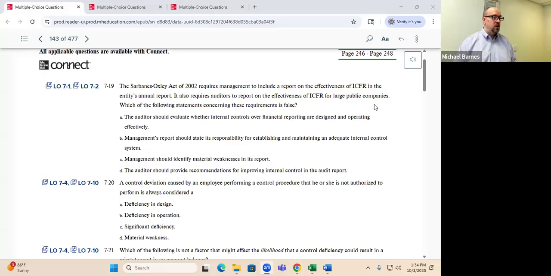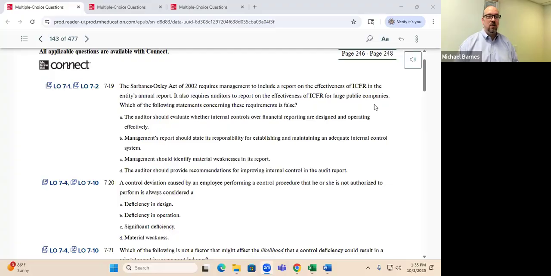The auditor should evaluate whether internal controls over financial reporting are designed and operating effectively. Is that a true statement? That is, in fact, a true statement. Both of those components are really important. Management reports should state its responsibility for establishing and maintaining an adequate internal control system. Is that a true statement? Yeah, that's something we talked about directly. Management should identify material weaknesses in its report. Yeah, that's kind of an important point.